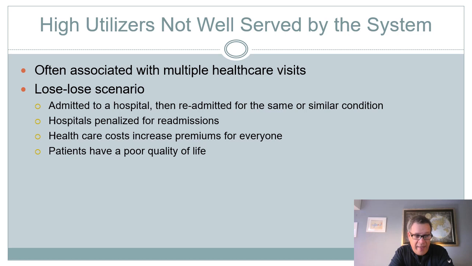And here, this is a classic lose-lose scenario. This person's in and out of hospitals constantly. His expenses are driving up insurance premiums and costs for everybody else. Hospitals are being penalized for readmission. They're being hit with readmission penalties. And the person himself has a terrible quality of life. I mean, could you imagine the kind of life you have if you're going to spend one out of every 3 days in the hospital? That is a terrible quality of life for anybody. So nobody is being well served for having somebody who's in a situation like this.